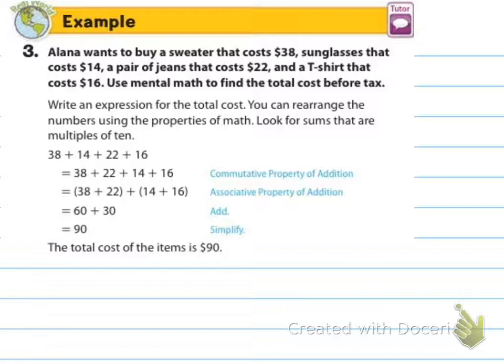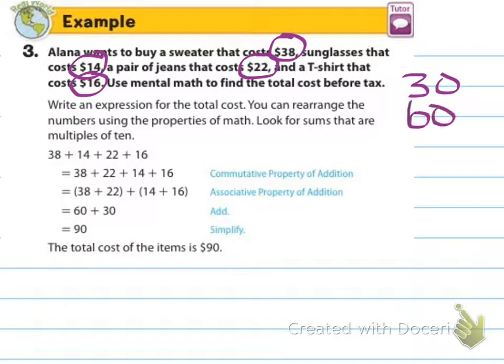So writing the expression for total costs, you can rearrange the numbers using the properties of math and look for the sums that are multiples of 10. So for instance, I know that 14 and 16 will make 30, and I know that 38 and 22 will make 60, and so then I can add the two together to make 90.